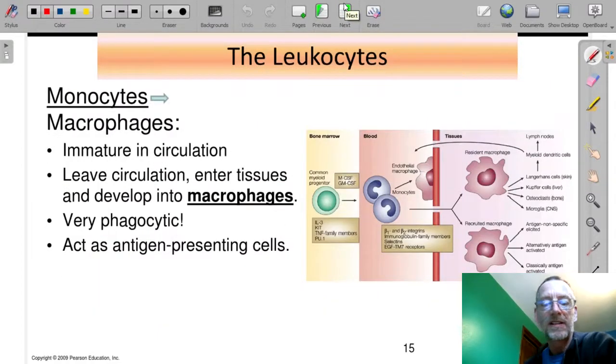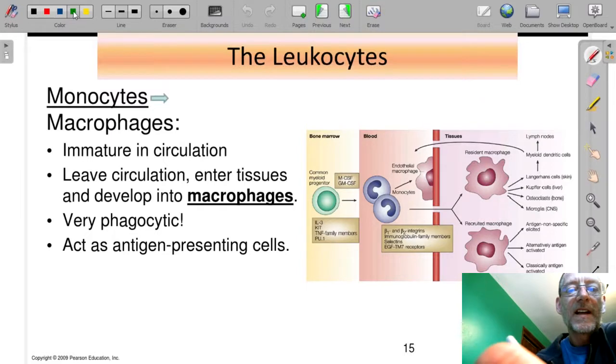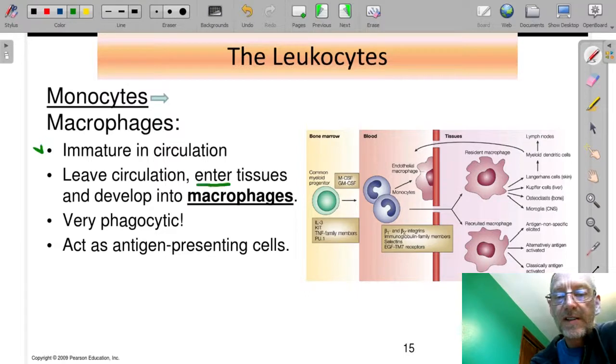The monocytes, when they're immature, are circulating in the blood, and then they leave the circulation and enter the tissues, at which point they're referred to as macrophages. And they are very phagocytic. They will eat lots of bacteria. They also function as antigen-presenting cells, which is the next lecture.